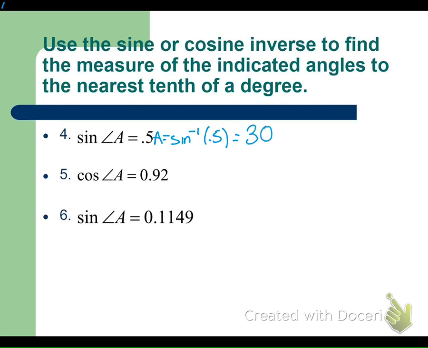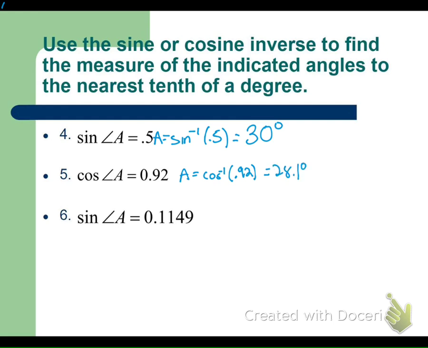30. Our next one's cosine. So to find A, we're going to apply cosine inverse. And we're going to keep that decimal on the inside, 0.92. What is cosine inverse of 0.92? 23.1. Thank you, ma'am. That's a terrible degree sign.